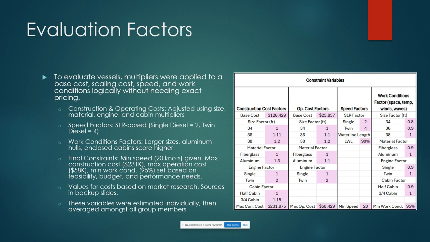Work condition factors, the multipliers and scaling factors were selected based on the vessel sizes. Larger sizes, aluminum hulls, and enclosed cabins scored higher in those categories. The final constraints, the minimum speed of 20 knots was given. Maximum cost, maximum operating cost, and minimum working conditions were determined based on our market research. This section is where the majority of our research was conducted. Everything that we researched informed our choices for the base values, the maximum limits, and the scaling factors to help better ensure a realistic evaluation model.